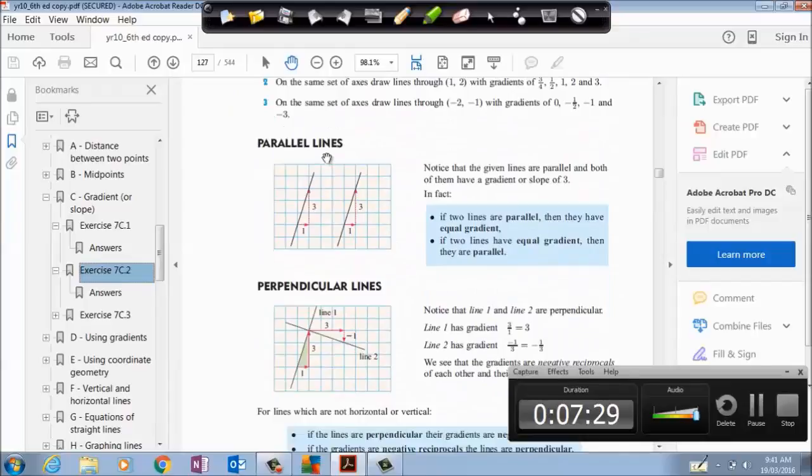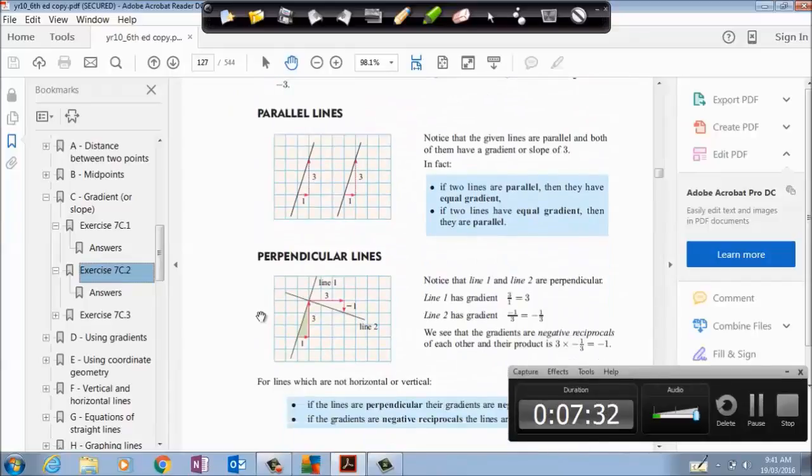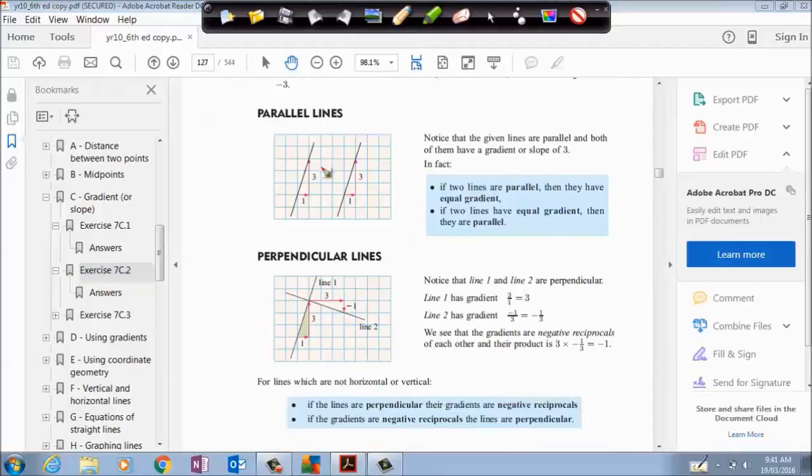Okay, now we're going to look at parallel lines and perpendicular lines. If you look at the parallel lines, it's easy to see the slope is the same because you have the same run. So that's run 1, rise 3. Here we have a run of 1, rise of 3, so you're going to get the same slope.